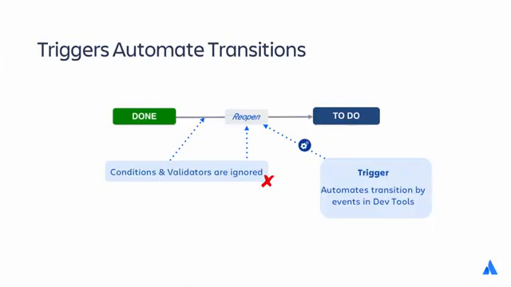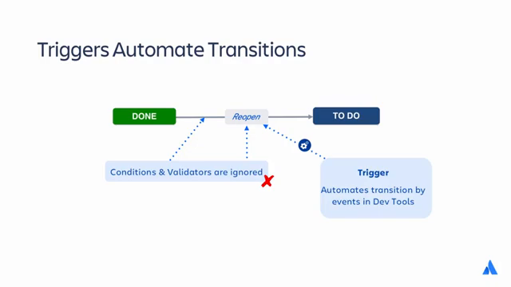A trigger transitions a Jira issue when certain events occur in a connected development tool, such as Atlassian's Fisheye Crucible, Bitbucket, and GitHub. It automates the transition. Instead of relying upon developers to manually update the status of issues after committing code, completing reviews, creating branches, etc., you can configure triggers in your workflow to automatically transition issues when these events occur in your DevTools.